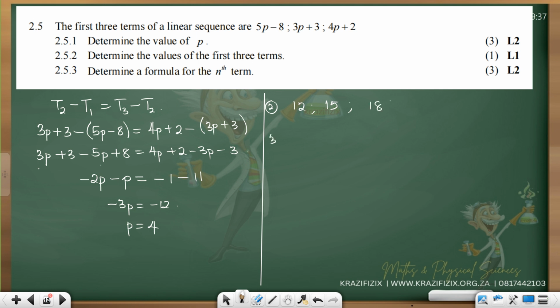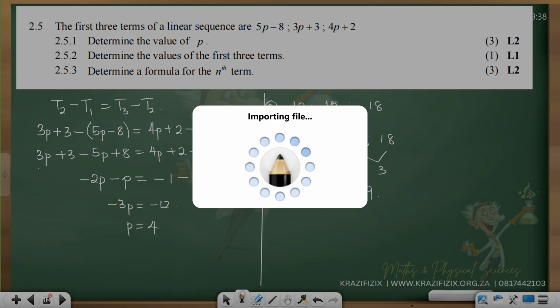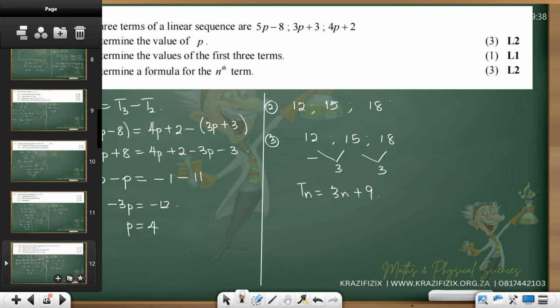All right, beautiful. And number 3, so if I have 12, 15, and 18, my difference is 3, putting a minus there, what do we have? 3n plus 9. Same answers? Okay, let's see if we have something new.